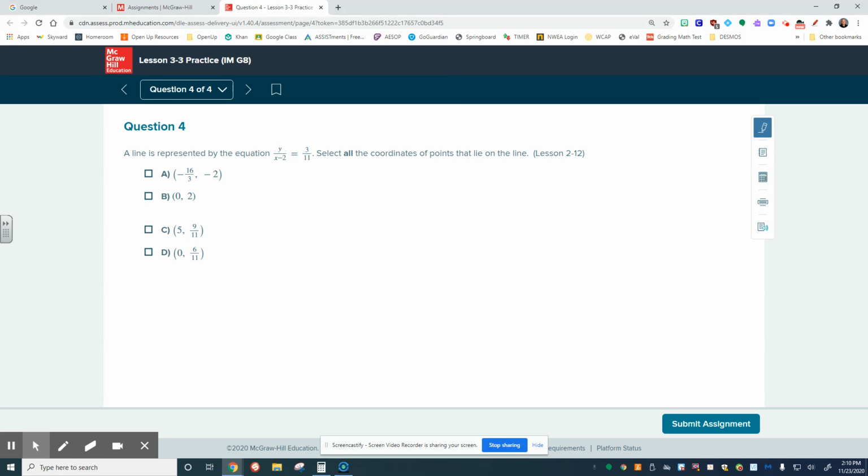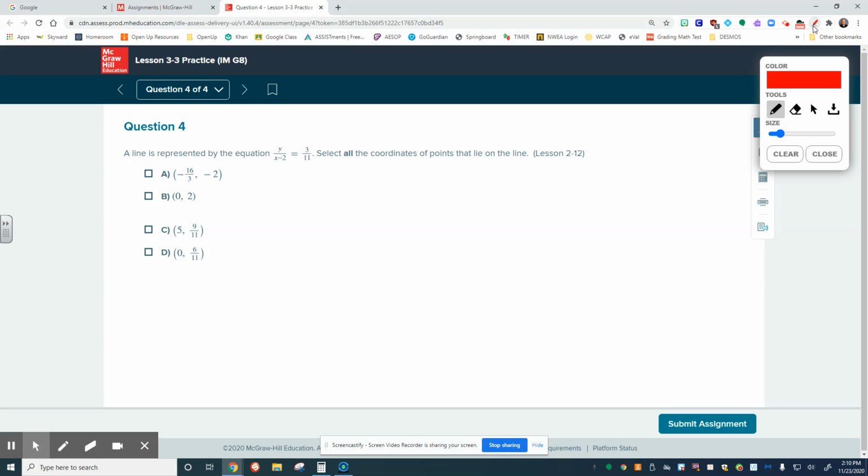Problem number 4. Last one requires a little bit of substitution. We need to be able to use our equation that's given to find out if these coordinates, these ordered pairs over here, if any of these satisfy our equation, make it true, so that these points, A, B, C, or D, are actually on that line. Let's take the first one and work through it as an example, to see if this is true. This is our rule right here.